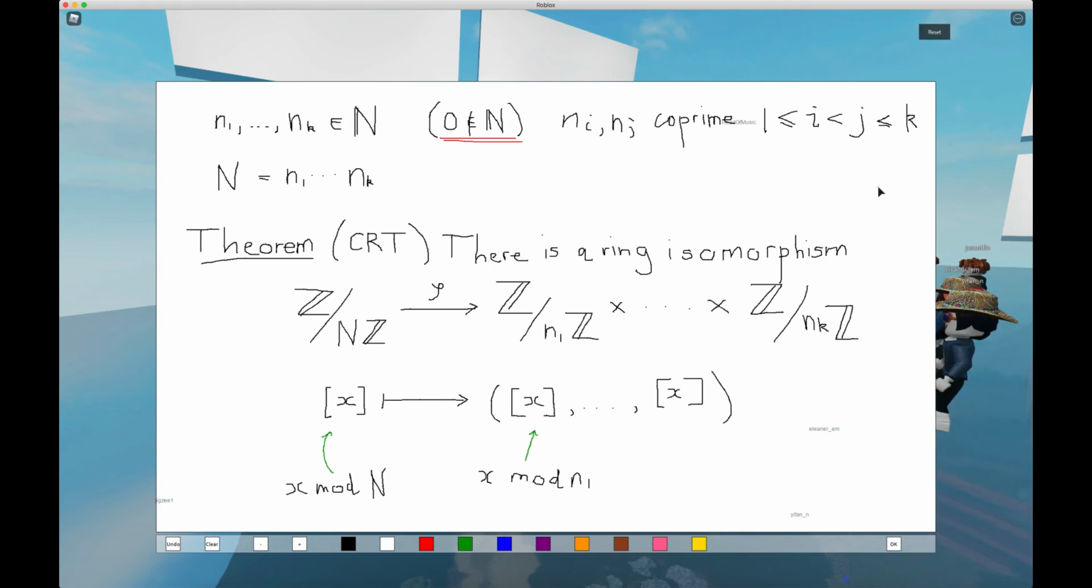And the most interesting part of this theorem is injectivity, right? So if I have a sequence of integers on the right-hand side, then there is a unique number inside this Z mod N that when I look at it modulo all of the ni's, I get the numbers in that sequence that I started off with. And that's kind of what the original formulation of the Chinese Remainder Theorem was. But with the tools of modern algebra, we can state it a lot more neatly by just saying that this is a ring isomorphism.